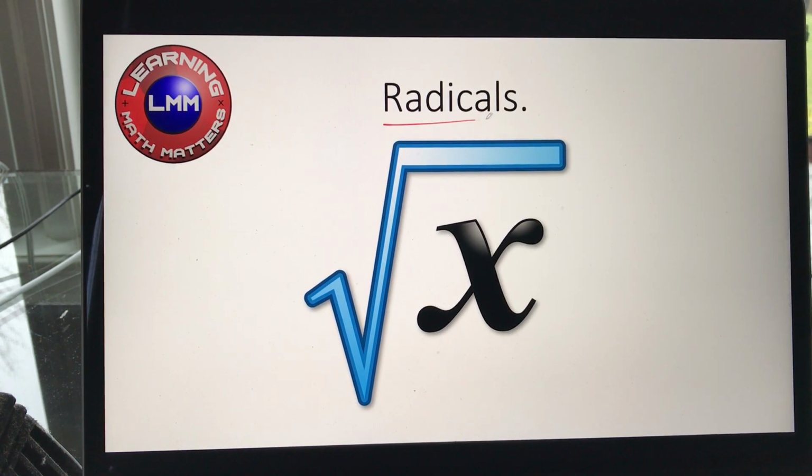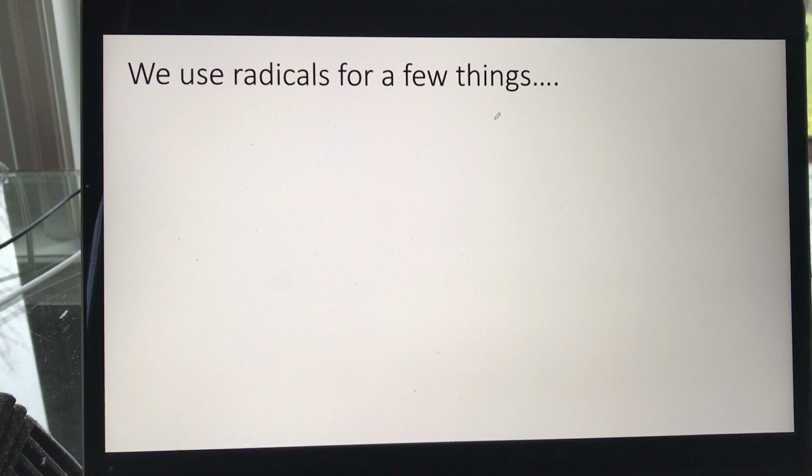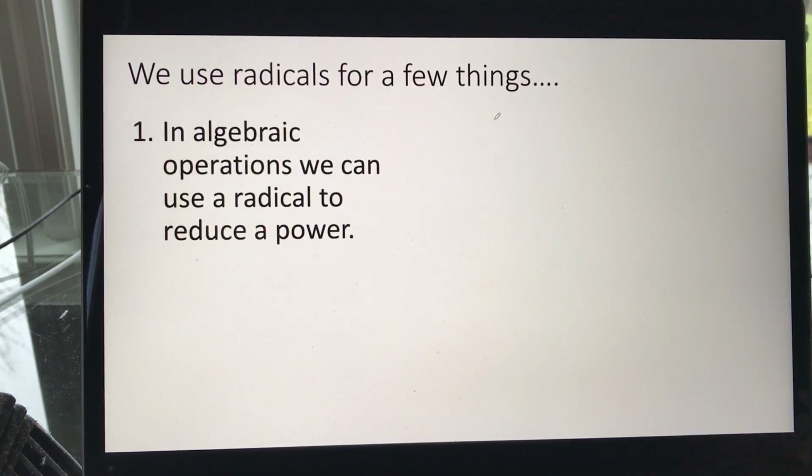Next, we'll be talking about radicals. We use radicals for a few things. In algebraic operations, we can use a radical to reduce a power. So we know that if we're trying to solve an equation and we have x squared equals 9, then we know we can root both sides.